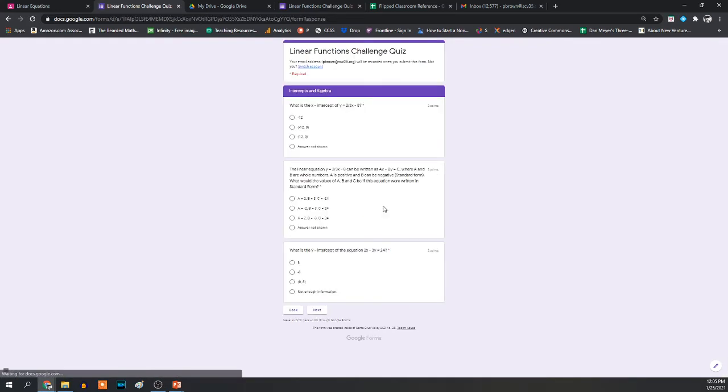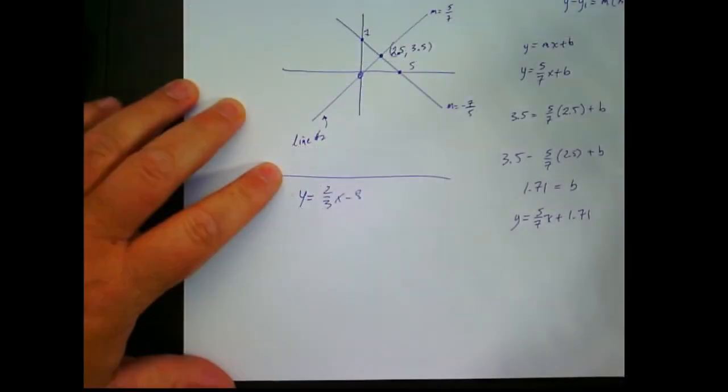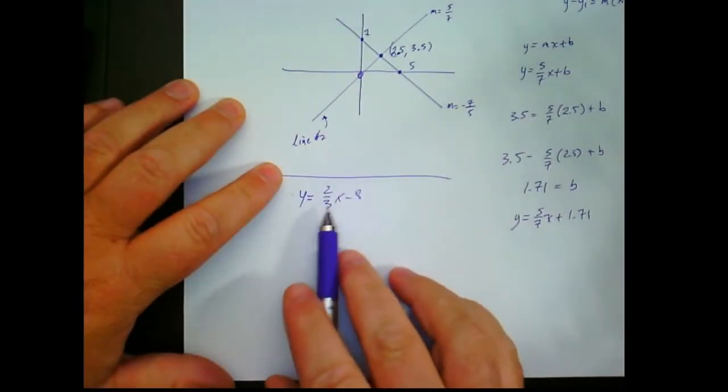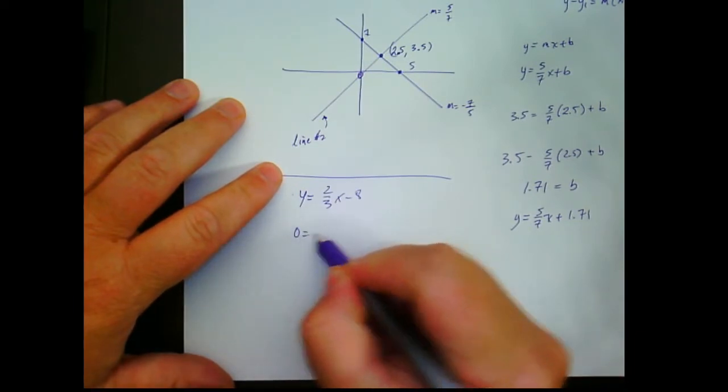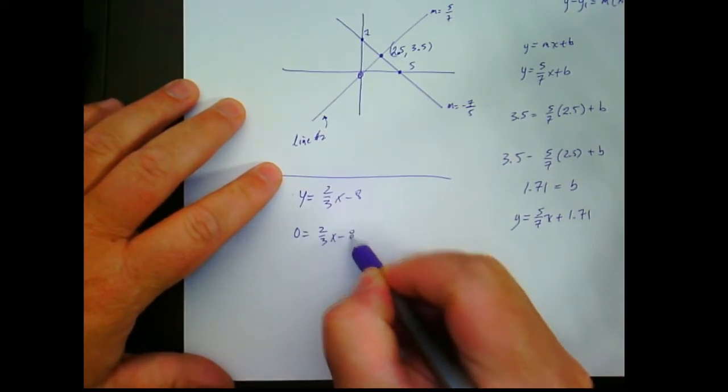Oh, yeah. Next up: what is the x-intercept of y equals 2/3 x minus 8? So here's the deal with x-intercepts. X-intercepts have a y-coordinate of 0. So if I'm finding an x-intercept, which gives me a coordinate of 0 for y, I just have to plug this in and solve for x.